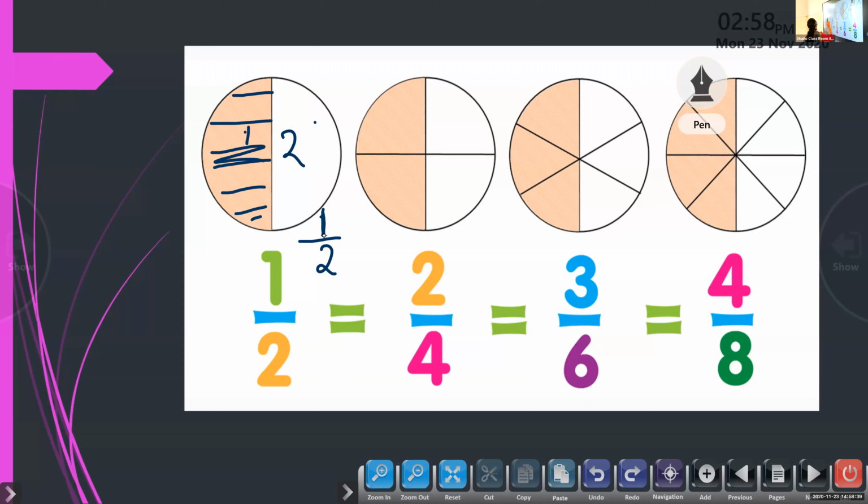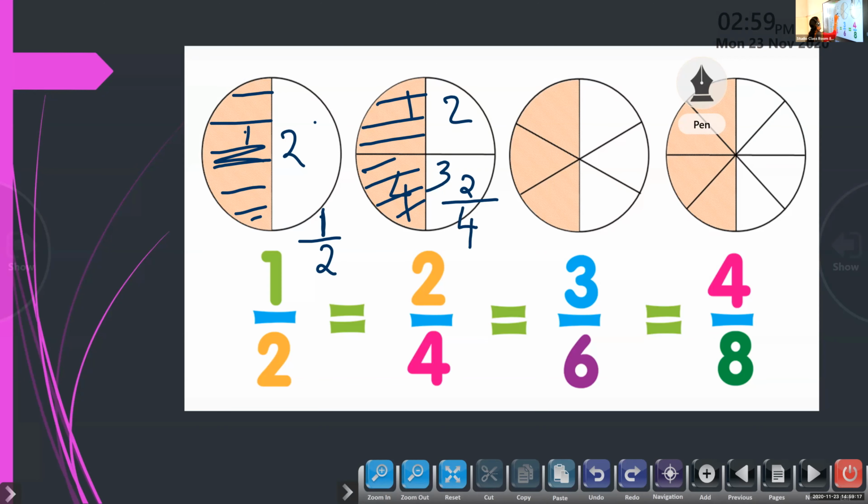Okay, what about the next fraction? Yes, Risa, second picture. How many parts are shaded? Yes, Ojas, unmute and speak. Okay. 2 parts shaded out of 4. Very good. 1, 2, 3, 4 parts.